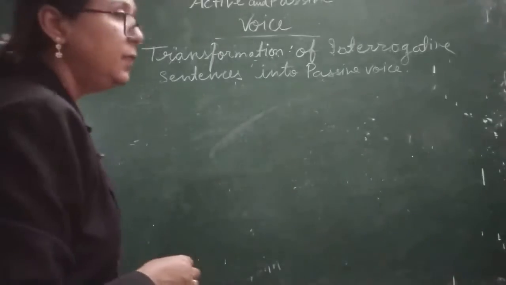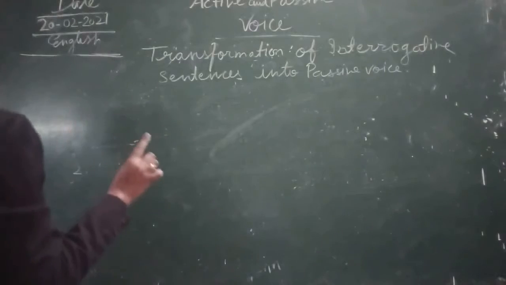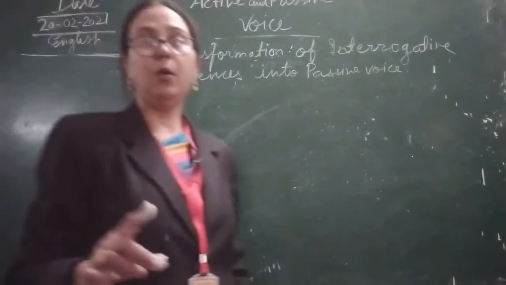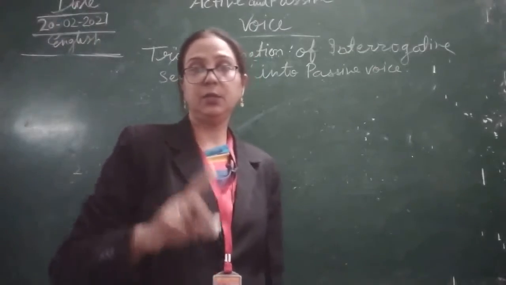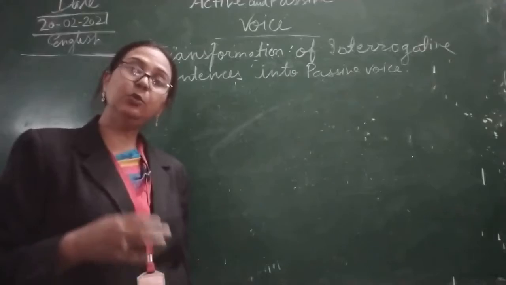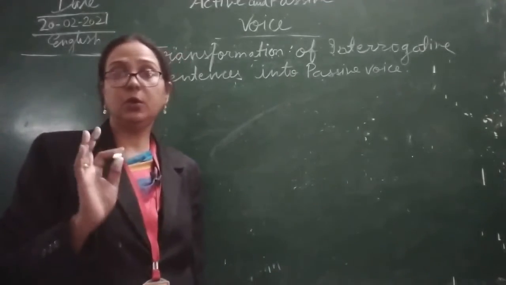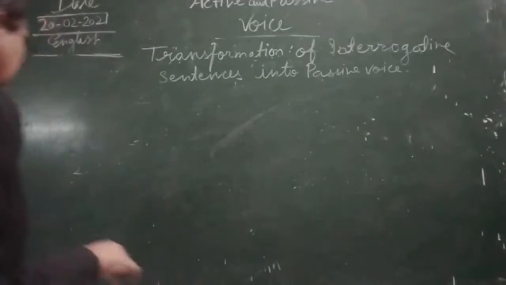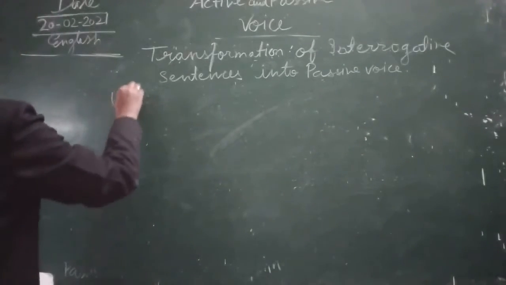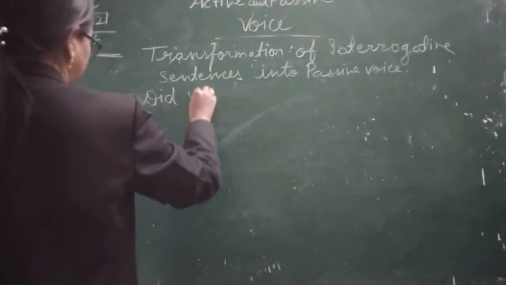Okay children, now when interrogative sentences are changed into passive voice, their interrogative form does not change. This is the first rule. When interrogative sentences are changing into passive form, the interrogative form does not change. Meaning, I am writing over here, the first example: did you eat the apple?